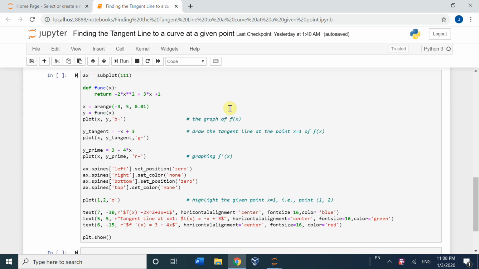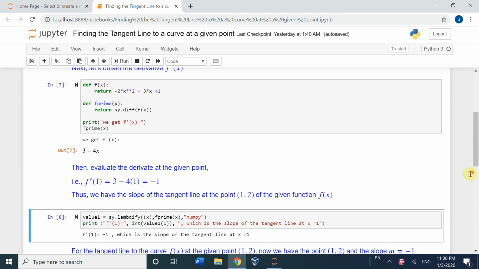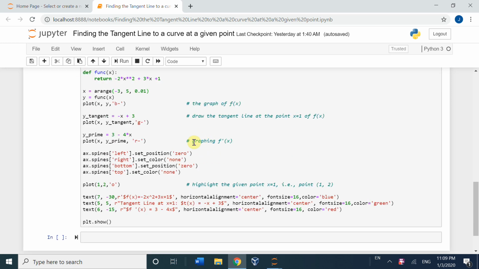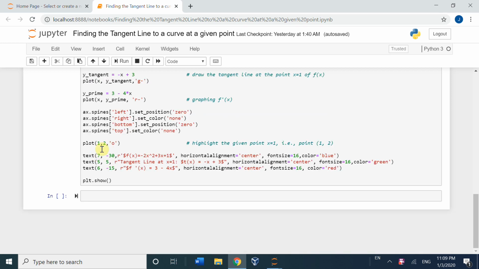Now let's go to the next cell. We want to do the graphing of all three curves. First, this one is our original function, this quadratic function. So we draw this graph. The second curve is the tangent line. And the last one is the f prime. For these lines, we want to make the y and x axis in the middle, not on the side. And we also highlight the given point (1, 2), and also mark all three curves.